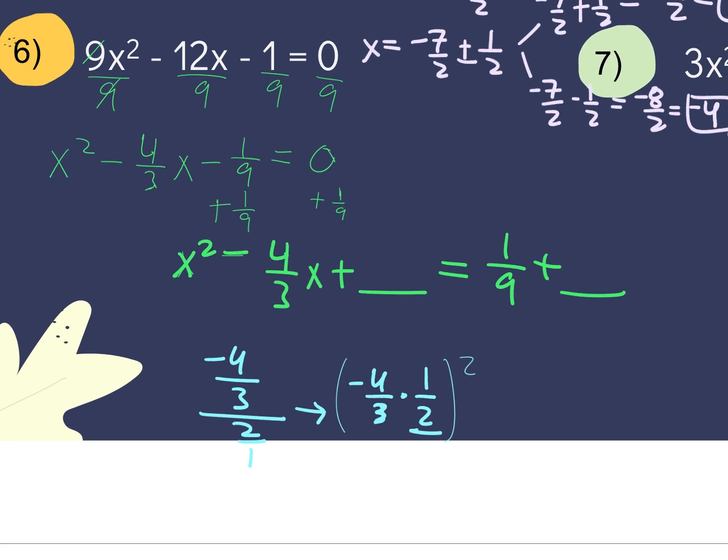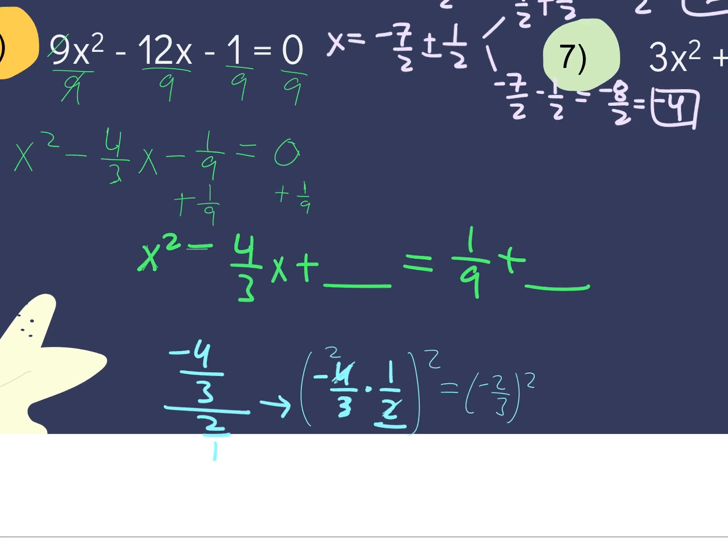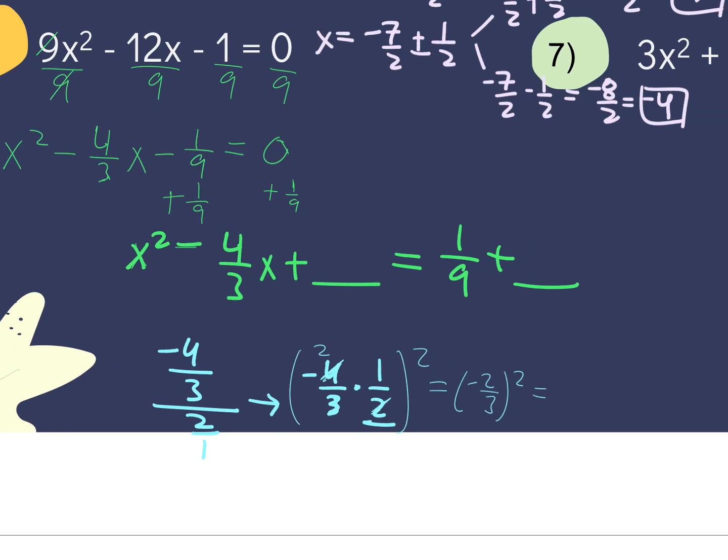And then, of course, you can simplify it a little more. The 4 and the 2 are going to cancel out, and that's going to become a negative 2 over 3 squared. And then when I do negative 2 over 3 squared, that's 4 over 9. Square the top, square the bottom.